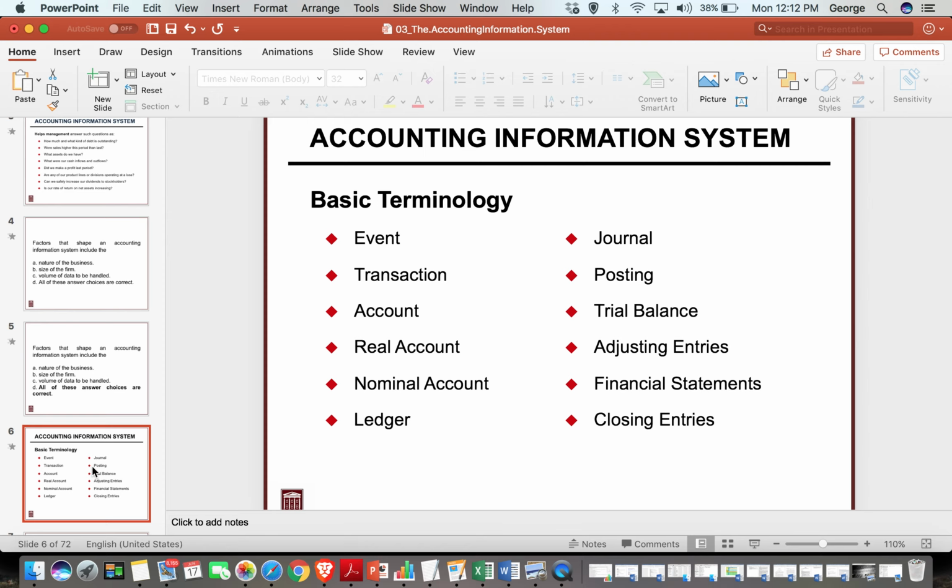An account is a general ledger account: cash, accounts receivable, inventory. All those are examples of accounts.